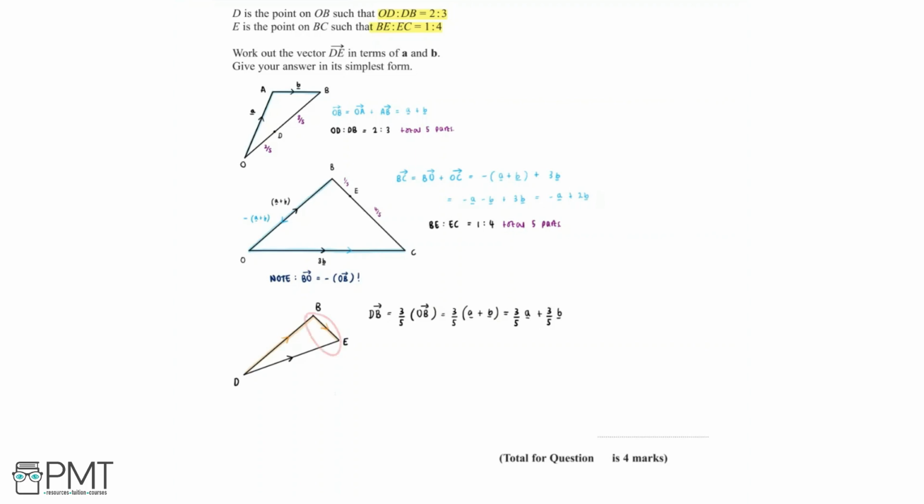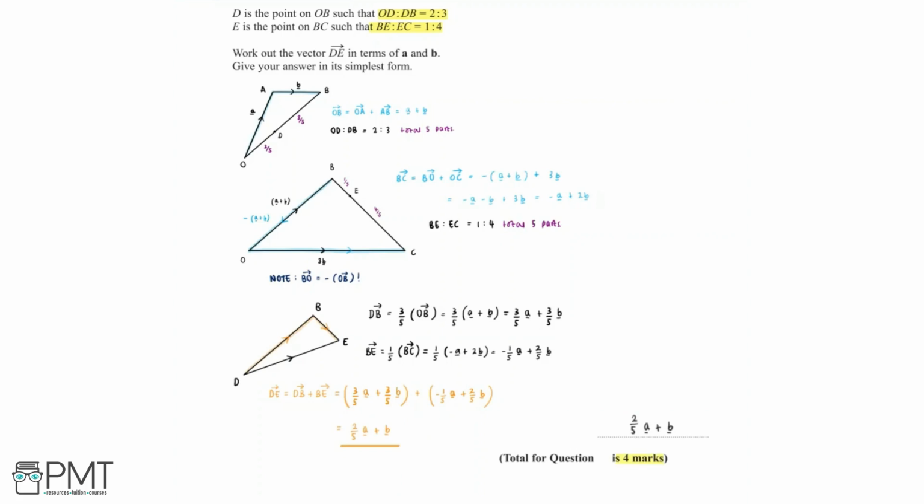Now we can do the same thing for BE. We said that the vector BE is 1/5 of the vector BC, and we know that BC is equal to minus A plus 2B, and so 1/5 multiplied by minus A plus 2B will leave us with the vector BE, which is equal to minus 1 over 5A plus 2 out of 5B. Now we know that DE is equal to DB plus BE, and so we'd do 3 out of 5A plus 3 out of 5B plus minus 1 out of 5A plus 2 out of 5B. And so when we simplify this, we'll end up with the vector DE, which is equal to 2 out of 5A plus B.